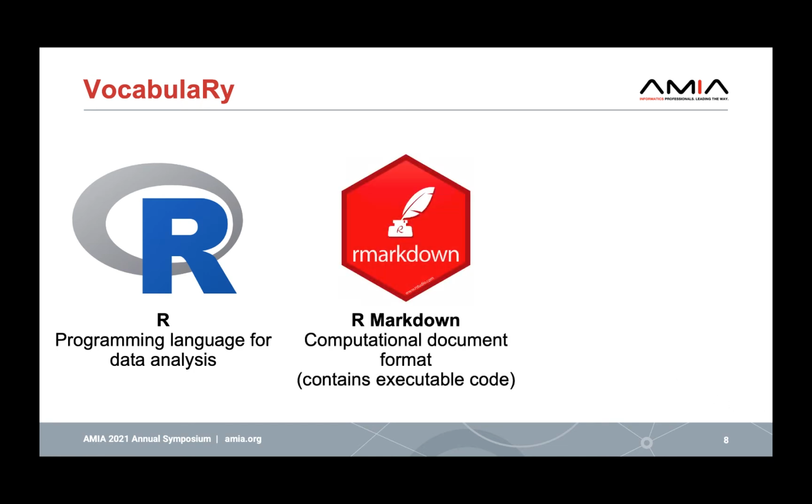Then there's R Markdown. R Markdown is a computational document format. So what do I mean by computational document? A computational document is a document that has executable code. And in R Markdown, that code is usually written in R. And I say usually because it's actually possible to write code in Python or other languages inside of an R Markdown document, if that's what you want to do. And after this slide, I'll show you a quick demo of what an R Markdown document looks like.